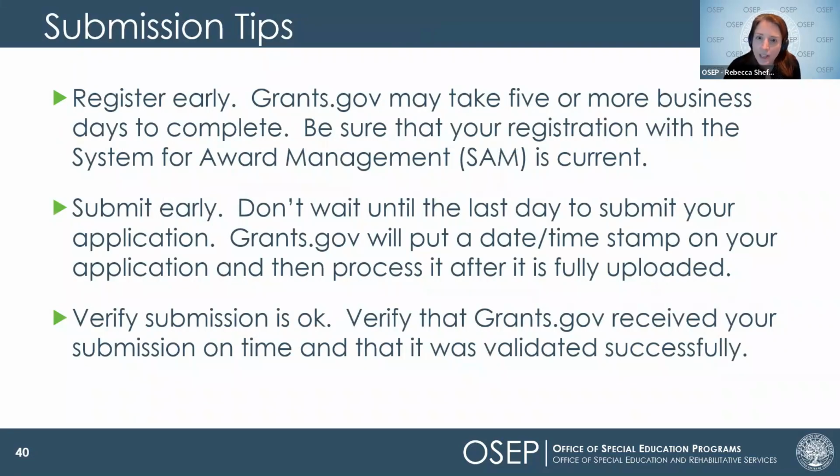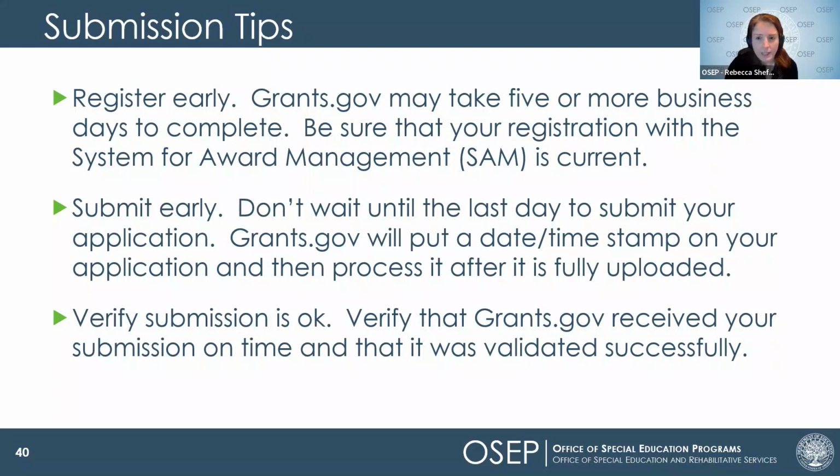In order to make sure that the application is submitted on time and correctly, please register as early as possible in grants.gov and start the application process. Do not wait until you have the application ready to register. Grants.gov will create a workspace for applicants to submit the pieces of the application over time. If you're already registered in the System for Award Management, make sure your registration is current.